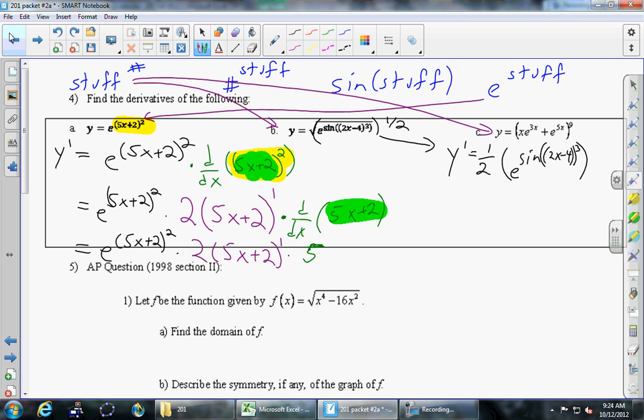So as a rule, derivatives get more complicated than the original function. I think the power rule is one of the few exceptions to that. Yeah, it's a good observation.